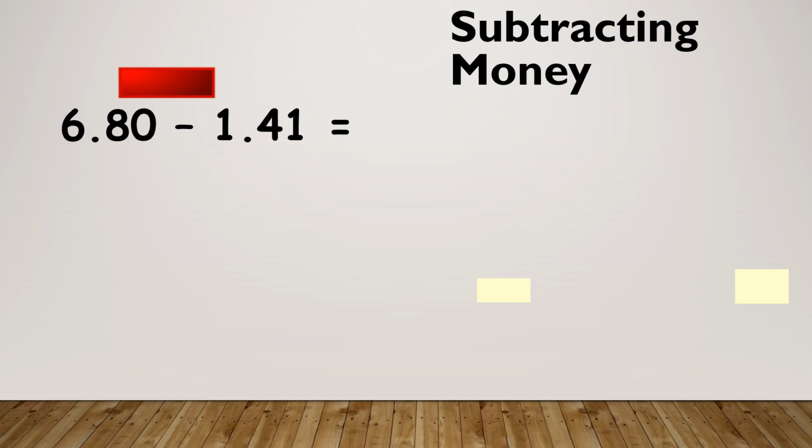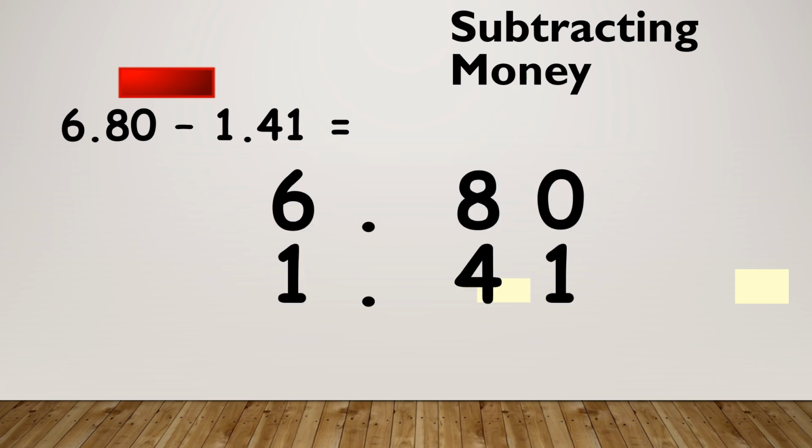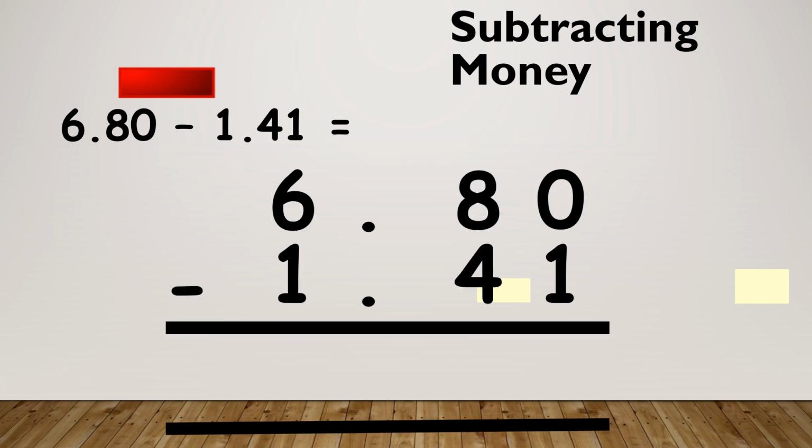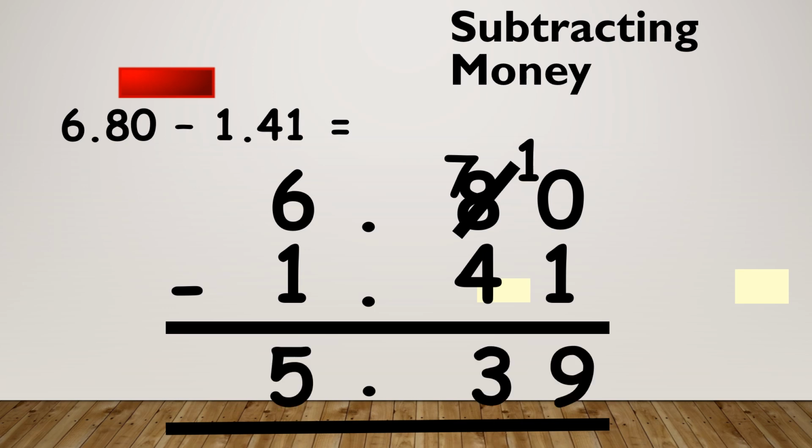Let's do £6.80 take away £1.41. Again, I'm going to line everything up. Can't take 1 away from 0, so I'm going to borrow from the 8, becoming a 7. So that's now a 10. 10 take away 1 is 9. 7 take away 4 is 3. And 6 take away 1 is 5. Don't forget my pound sign on my final answer.